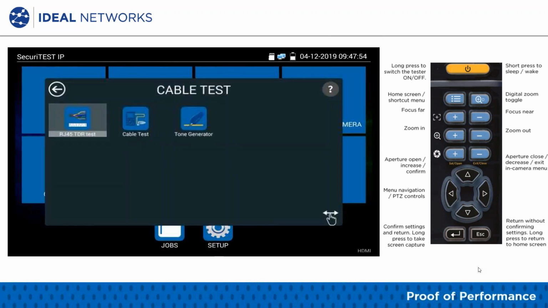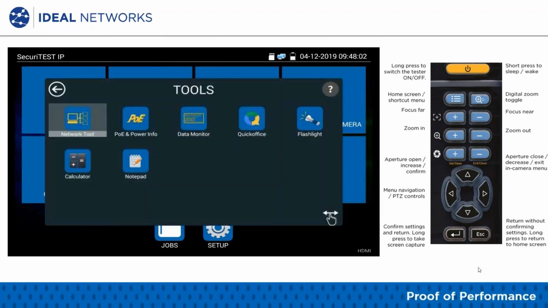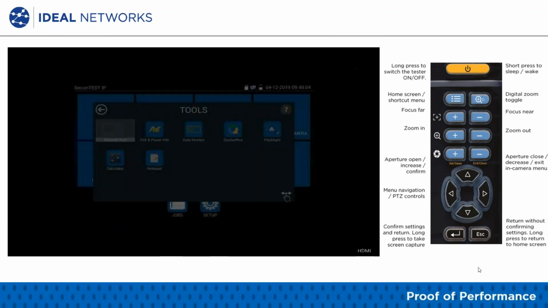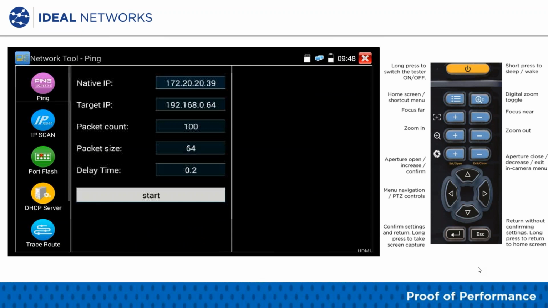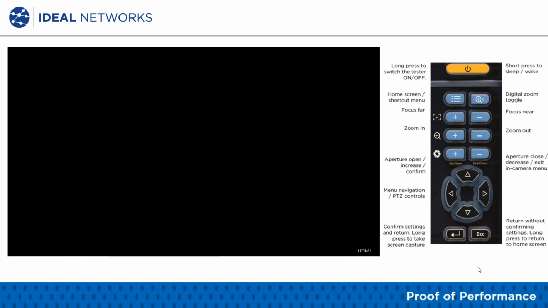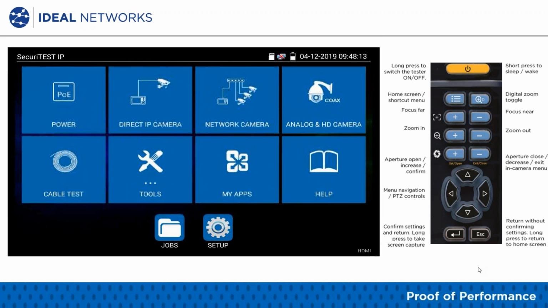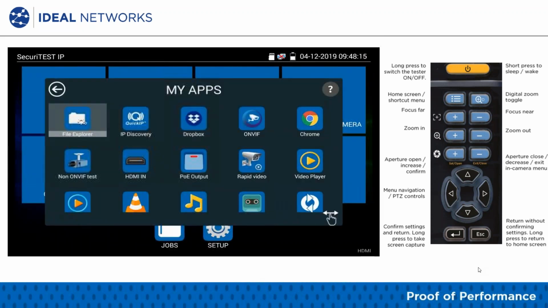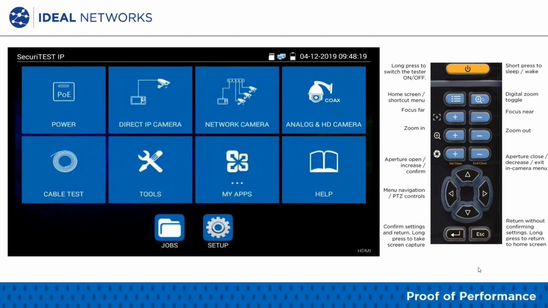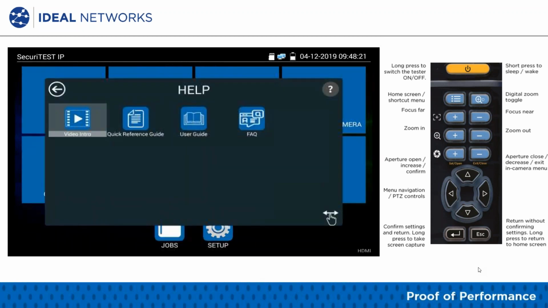So cable test for your layer 1 physical layer checks and test. Tools for IP scan, port flash, trace routes. My apps listing the functions that you have over the tester. And help with notably the user guide and frequently asked questions.